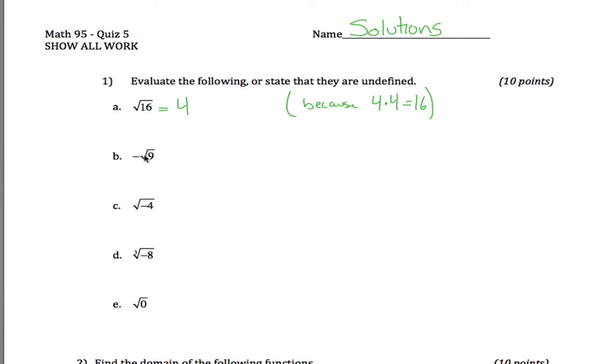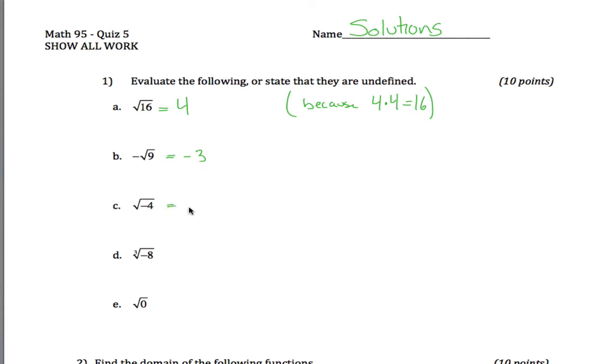The negative of the square root of 9. This one's kind of tricky because you're like, oh, you can't take the square root of a negative number. Right, but I'm not asking you to take the square root of a negative number. I'm asking you what's the negative of the square root of 9. Square root of 9 is 3, so the negative of 3 is negative 3.